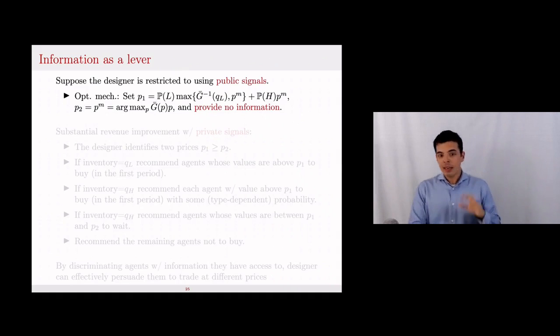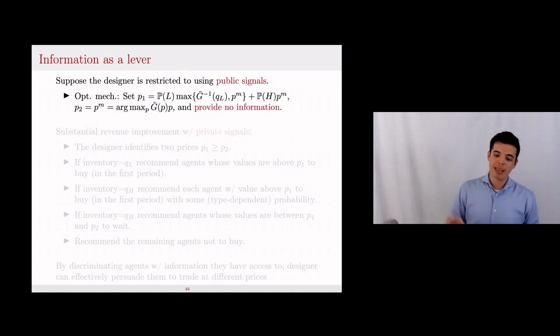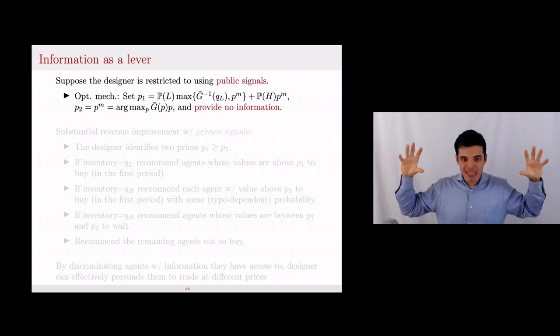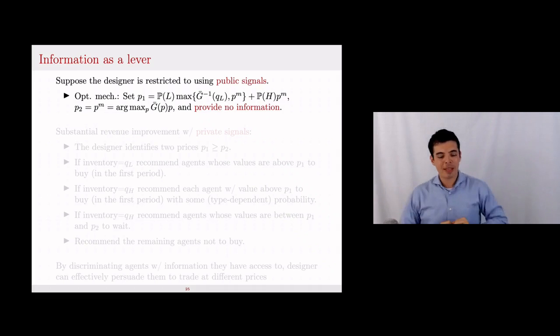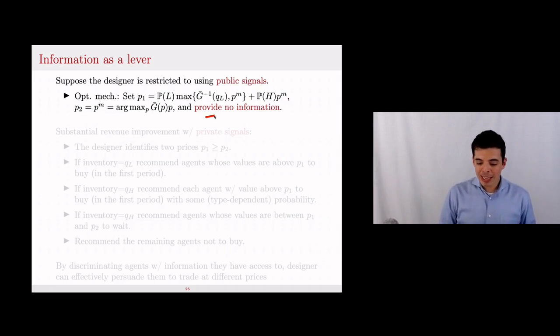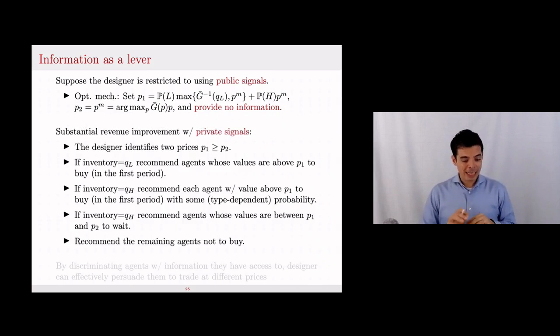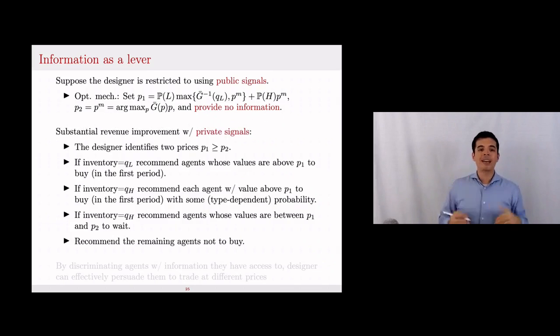Now, here are the two key results of this paper, which I find super interesting. Number 1, if the seller is restricted to using public signals, that is, if the seller sends the same signal about the inventory to all the buyers in the system, then an optimal mechanism actually involves not revealing any information and setting the prices appropriately. So if you restrict attention to public signals, you don't want to reveal any information. Revealing information doesn't do any good to the designer. On the other hand, the results change drastically if you focus on private signals. In this case, by using private signals, first of all, the designer can substantially improve her payoff, and the mechanism is quite non-trivial, yet intuitive.